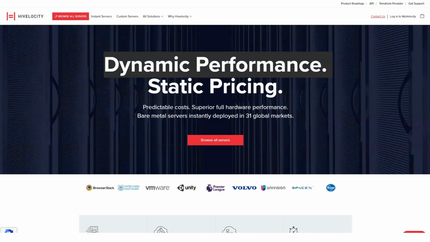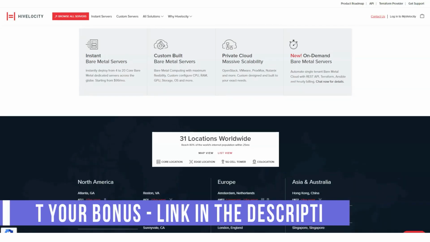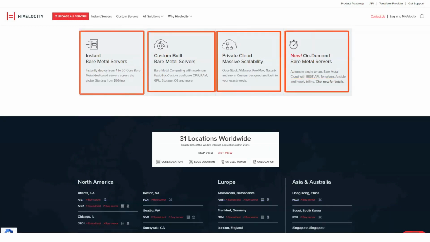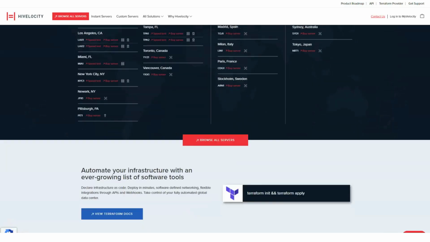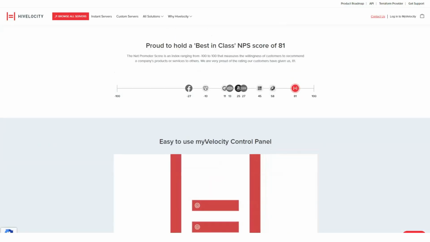Hivelocity is a high-end enterprise-level web hosting provider from the United States, focused on large businesses that require top-notch performance, perfect uptime, and the highest level of support you can get. However, you have to pay a lot of money to get all that, as Hivelocity doesn't care about your budget.